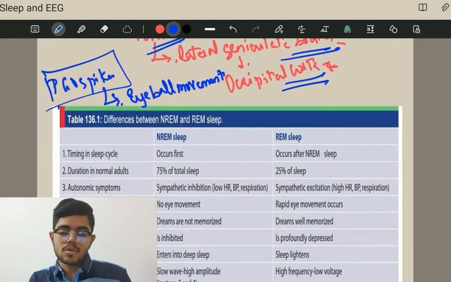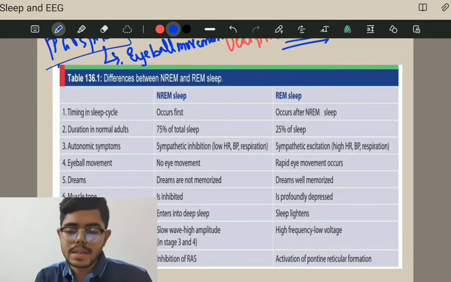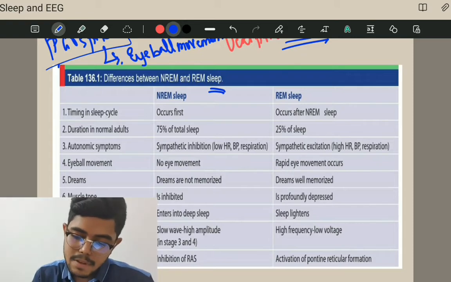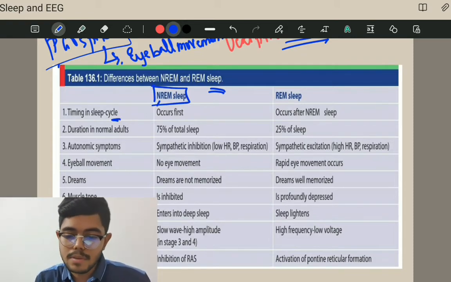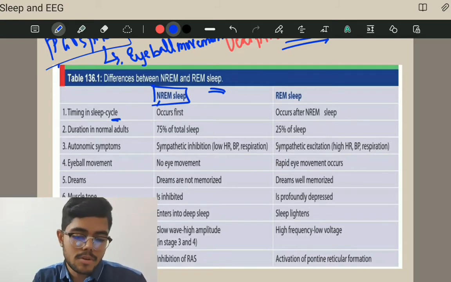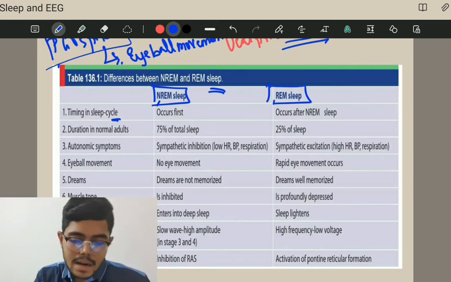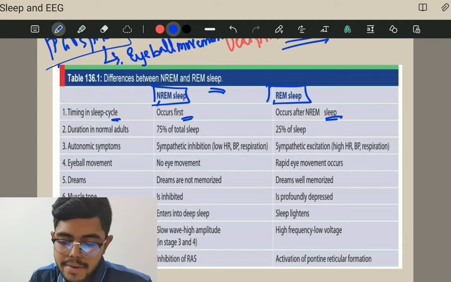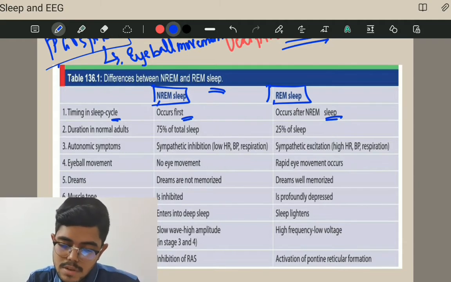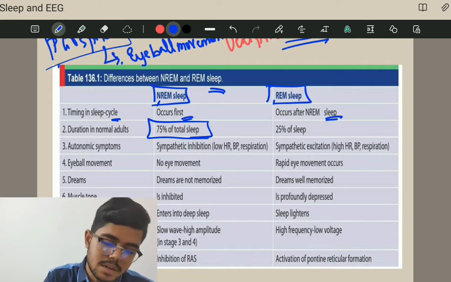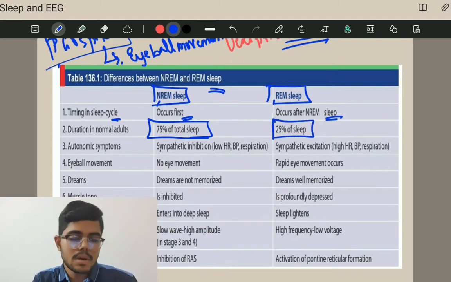Next is the 5-mark question: what is the difference between NREM and REM sleep? Most of it we have discussed. For example, the timing in the sleep cycle: NREM occurs first, with no movement of the eyeball, and then there is movement in REM. So REM occurs after NREM sleep. As for duration, NREM is 75% of total sleep, and REM is less compared to NREM.